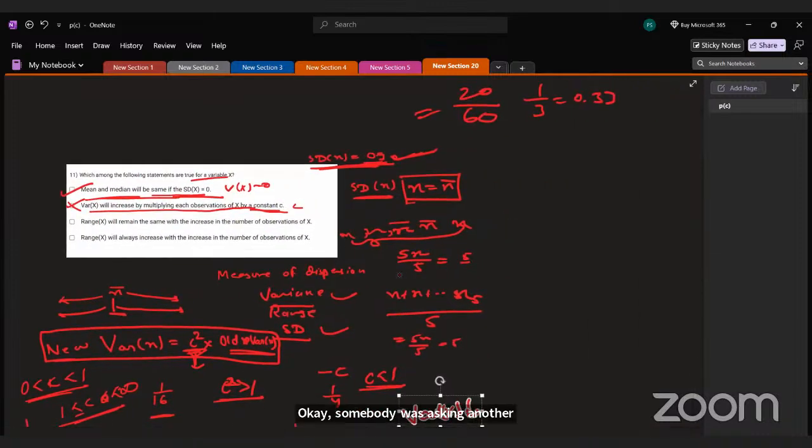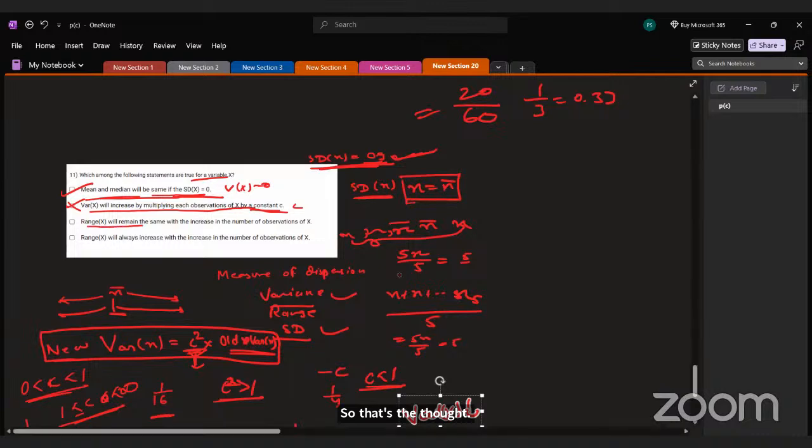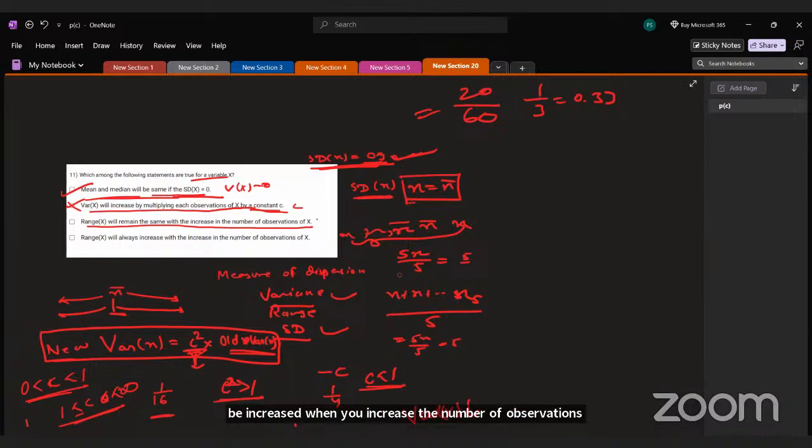Sir, what is the final answer of the question? First option is correct. Second is not. The third option we have not worked out yet. So the option D is correct, sir. Third one is not correct because range will be increased when you increase the number of observations. Maybe increase, sir. We can't determine this.